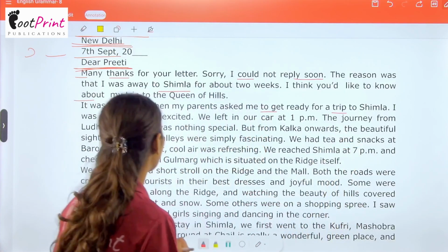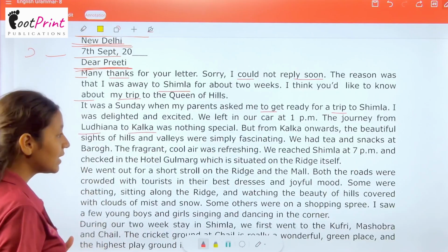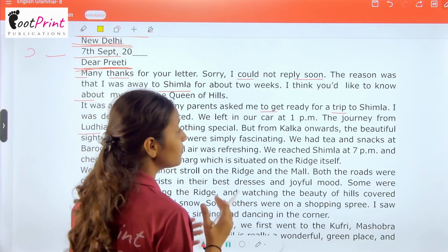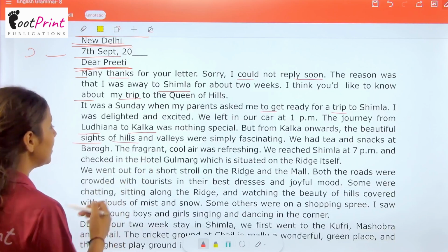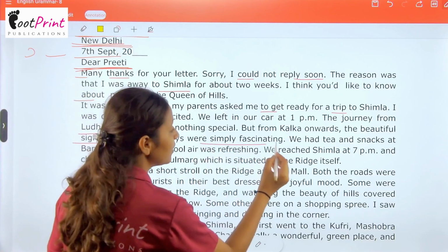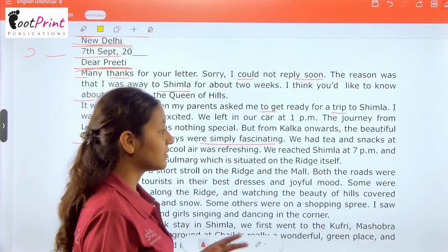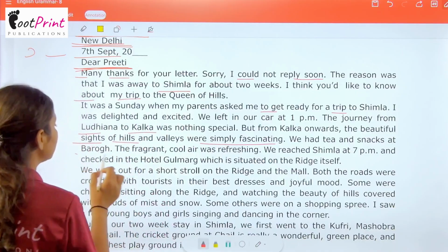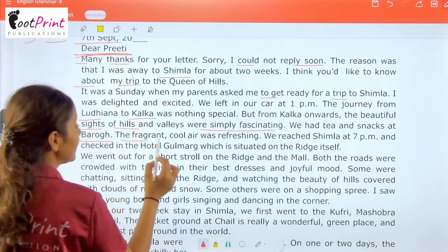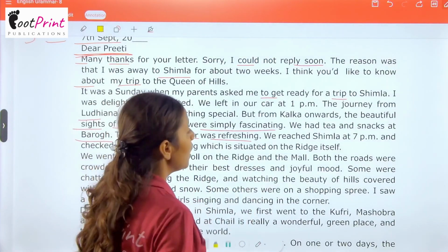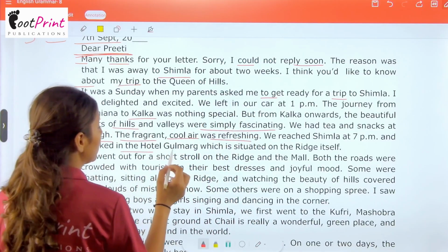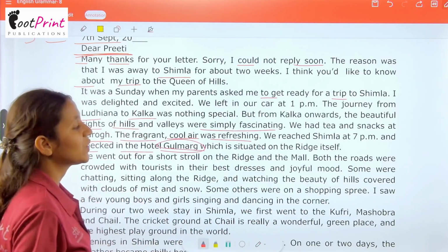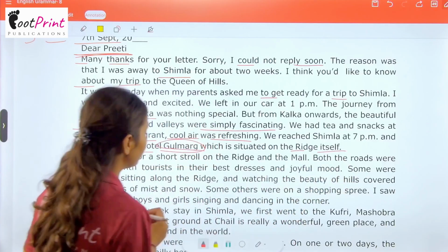The journey from Ludhiana to Kalka was nothing special, but from Kalka onwards, the beautiful sights of hills and valleys were simply fascinating. We had tea and snacks at Barog. The fragrant, cool air was refreshing. We reached Shimla at 7 p.m. and checked in at the hotel Gulmarg, which is situated on the Ridge itself.